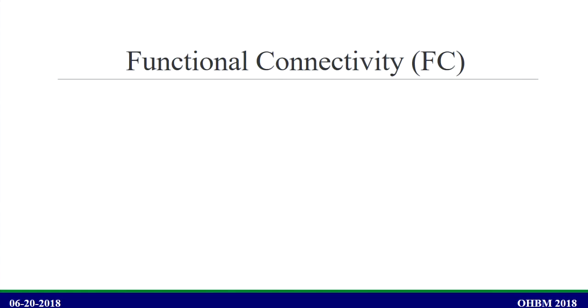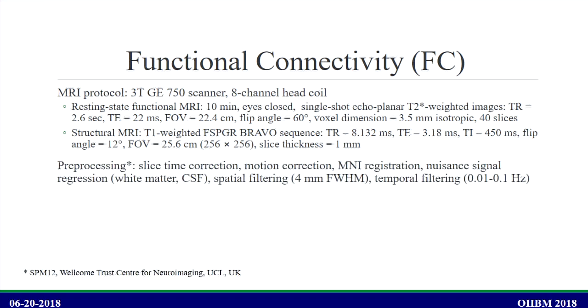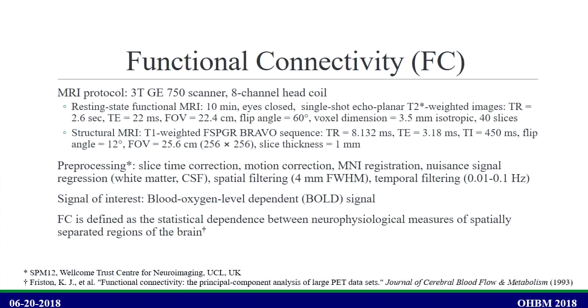We did this using resting state fMRI, as I said, and we collected the data on 3T GE scanners. We pre-processed the data using standard methods in the field, and then we extracted the signal of interest, which is the BOLD signal. Based on the BOLD signal, we then define the functional connectivity, which is basically measuring statistical dependence between BOLD signals of anatomically distinct brain areas. And it's common practice to quantify functional connectivity using Pearson's correlation.